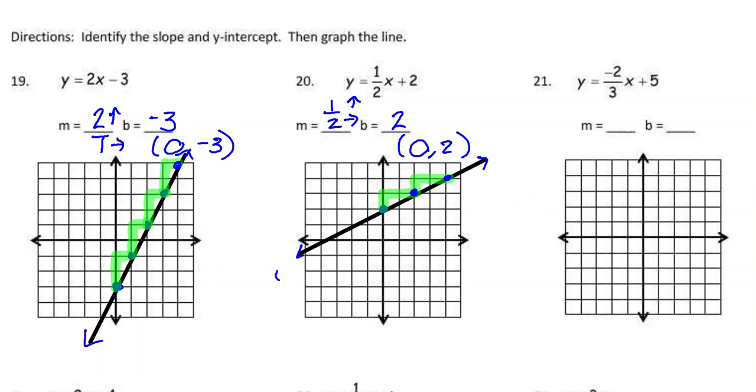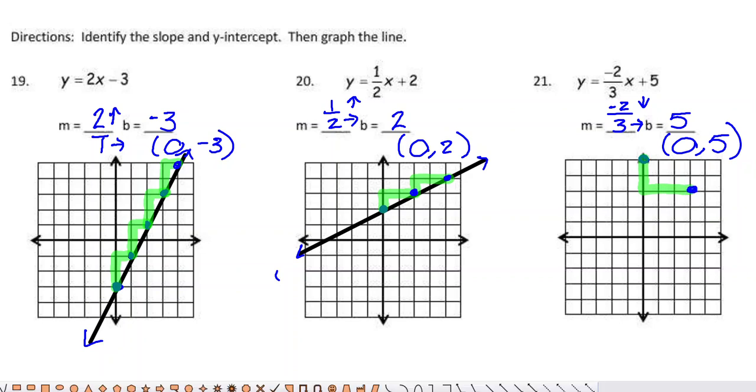And then the last one I'm going to do with you, my slope is -2/3. Y-intercept is at +5, so the point's really 0 and 5. 1, 2, 3, 4, 5. And I'm going to go down 2, right 3. Down 2, right 3, oh, I can't go right 3. So just down 2, right 3, and that's all I have. And draw a nice pretty straight line.